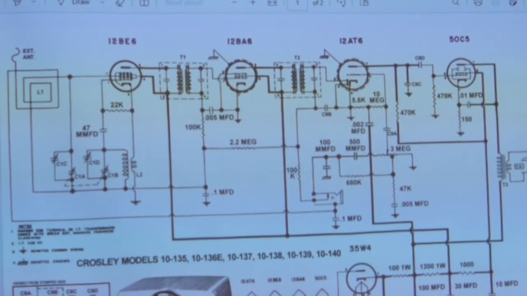So now what I would like to do is get all our heads together and try troubleshooting something that can happen, particularly in this portion of the radio.